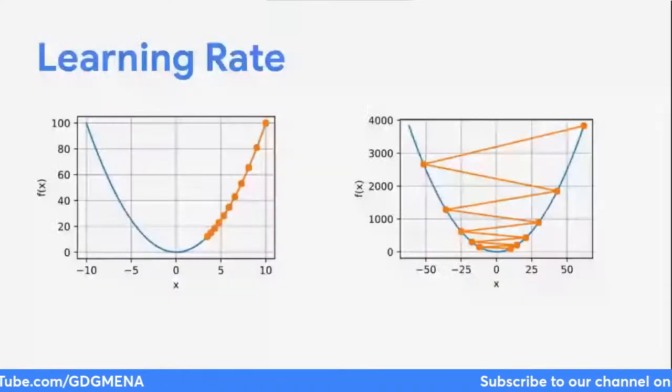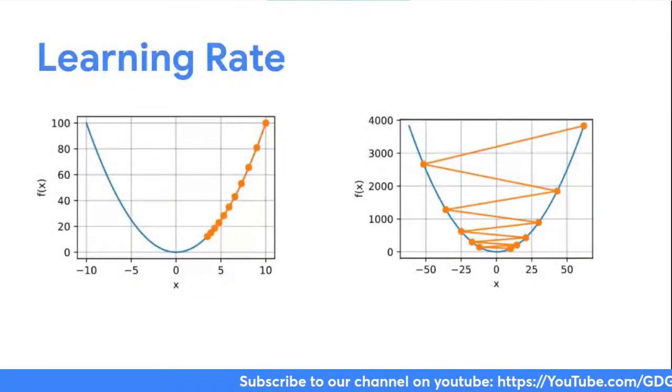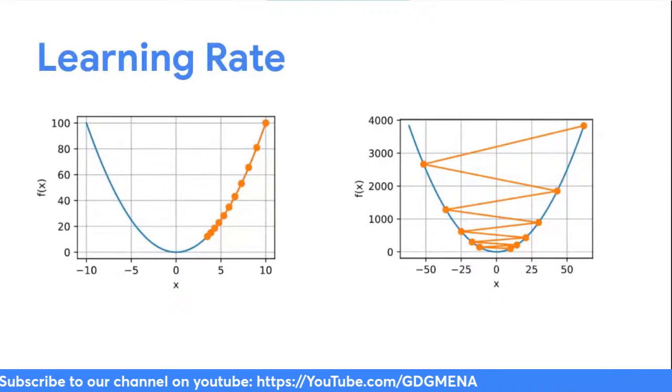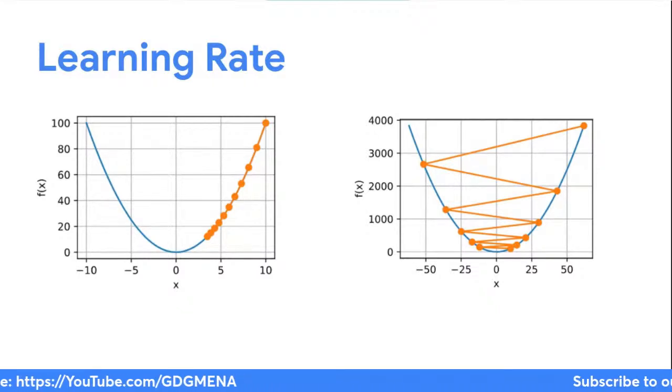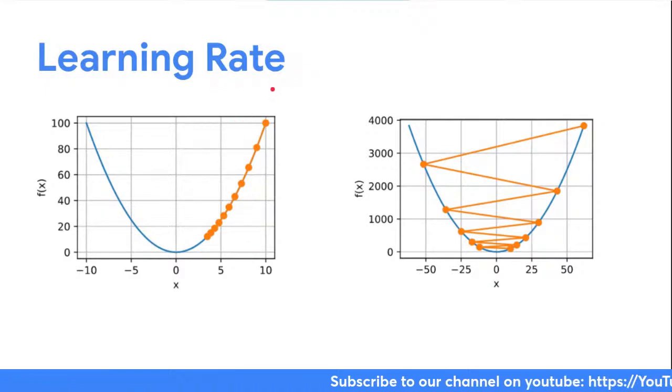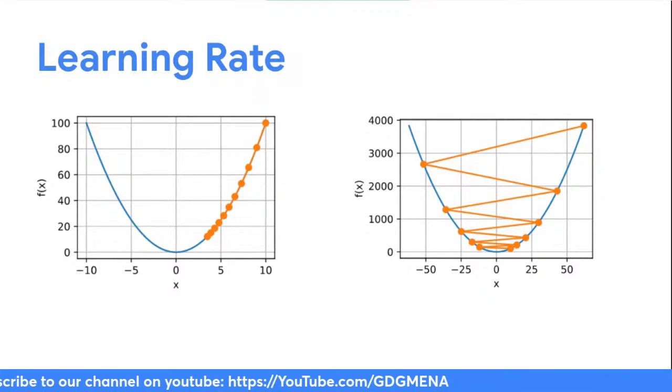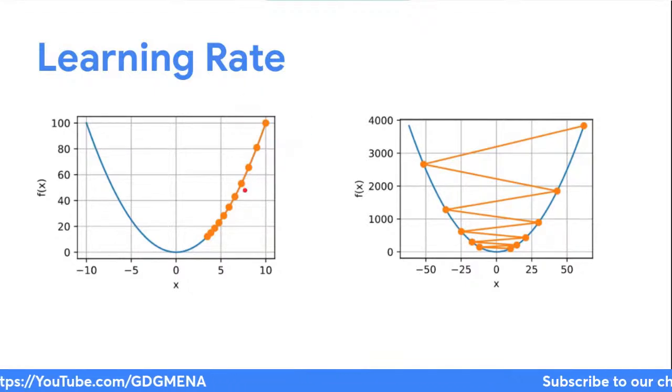So, if you have trained a machine learning model, or let's say a deep learning model before, I'm sure you worked with optimizers. I'm sure that you have faced something called the learning rate. The learning rate is a tuning parameter in an optimization algorithm that determines the step size at each iteration while moving toward the minimum loss.